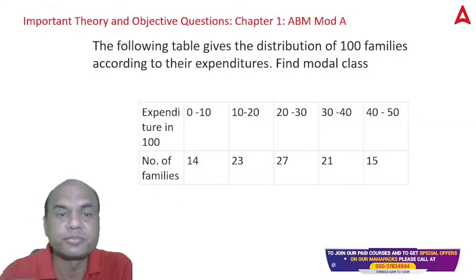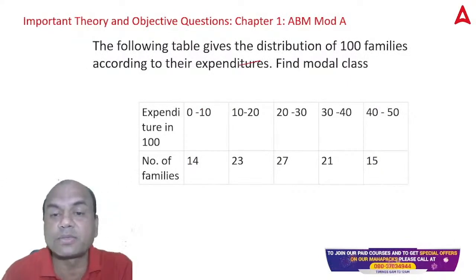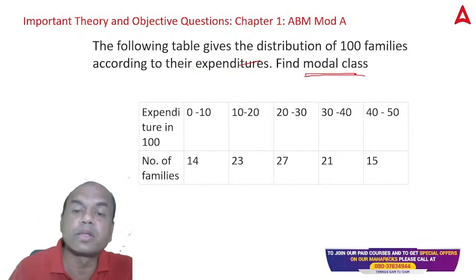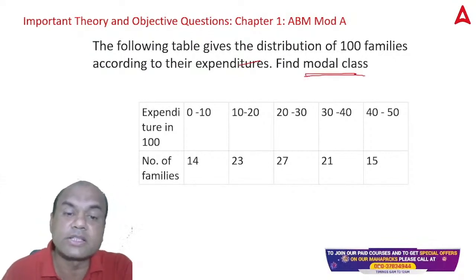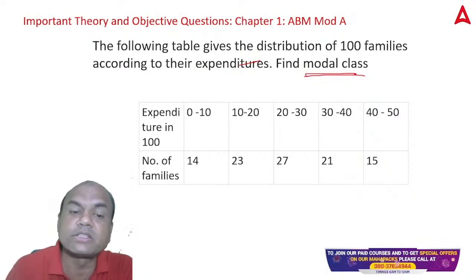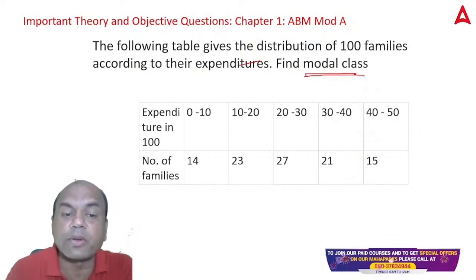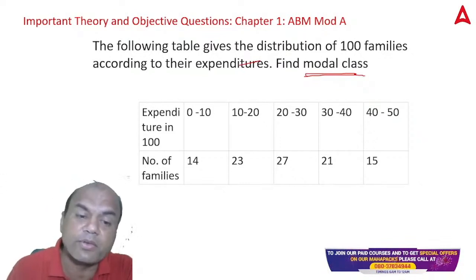The following table gives the distribution of 100 families according to their expenditures. Find the modal class. We want the mode over here. So this is the expenditure: 0 to 10, 10 to 20, 20 to 30 and so on. And this is the number of families. Which is the frequency over here? Number of families means how many families have expenditure between 0 to 10. So this becomes the frequency.